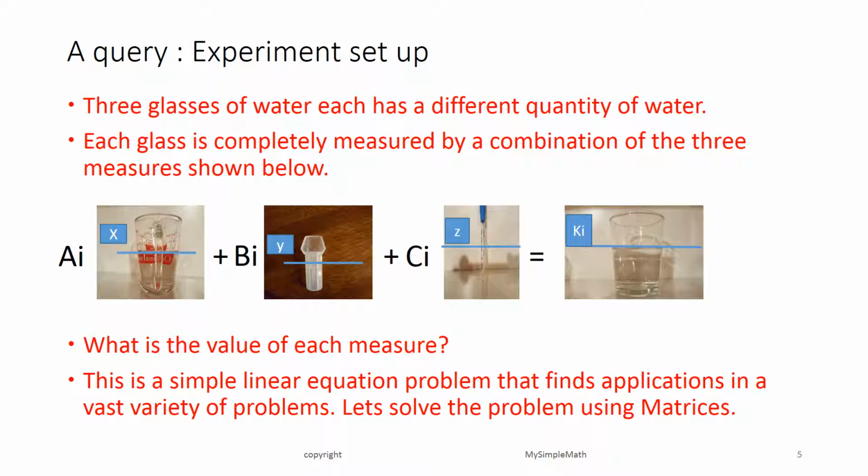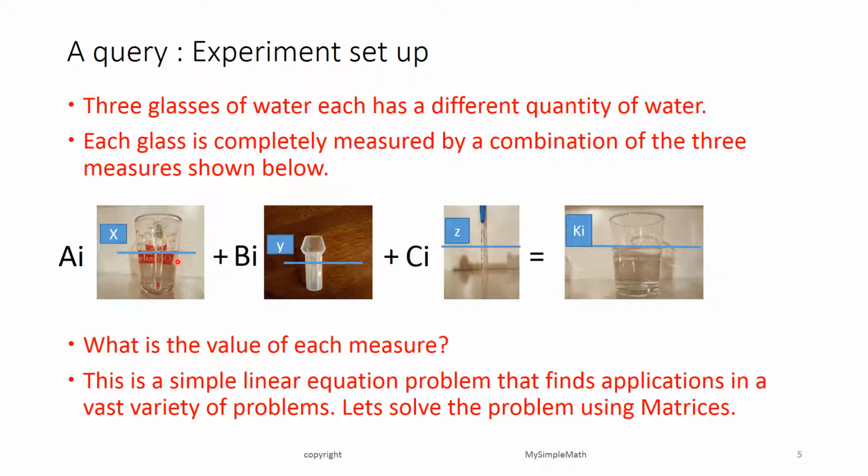The experiment uses 3 glasses of water, and each glass has a different quantity of water. Each glass is completely measured by a combination of 3 measures shown below. Let me describe this experiment thoroughly. Here Ki is a different quantity of water in each of the 3 runs, I goes from 1, 2 to 3. The quantity is measured in terms of the number of unit measures, x, y and z. These unit measures are different from each other, and they are also unknowns.